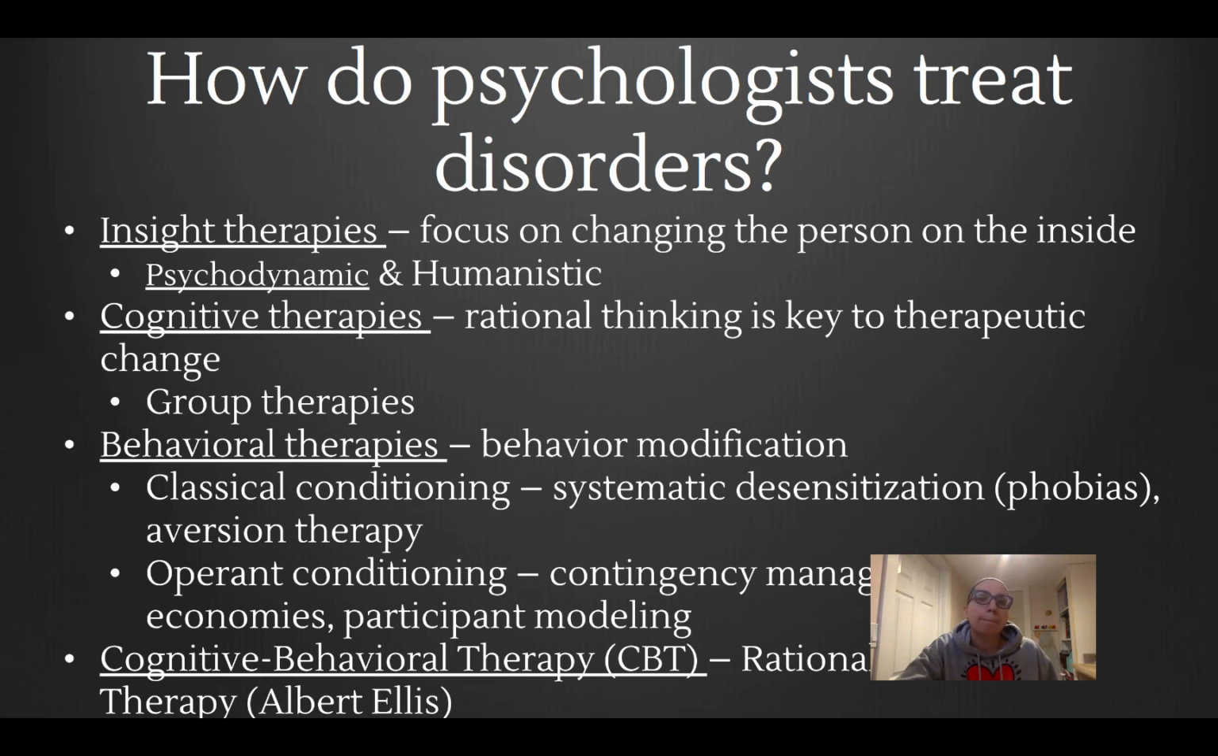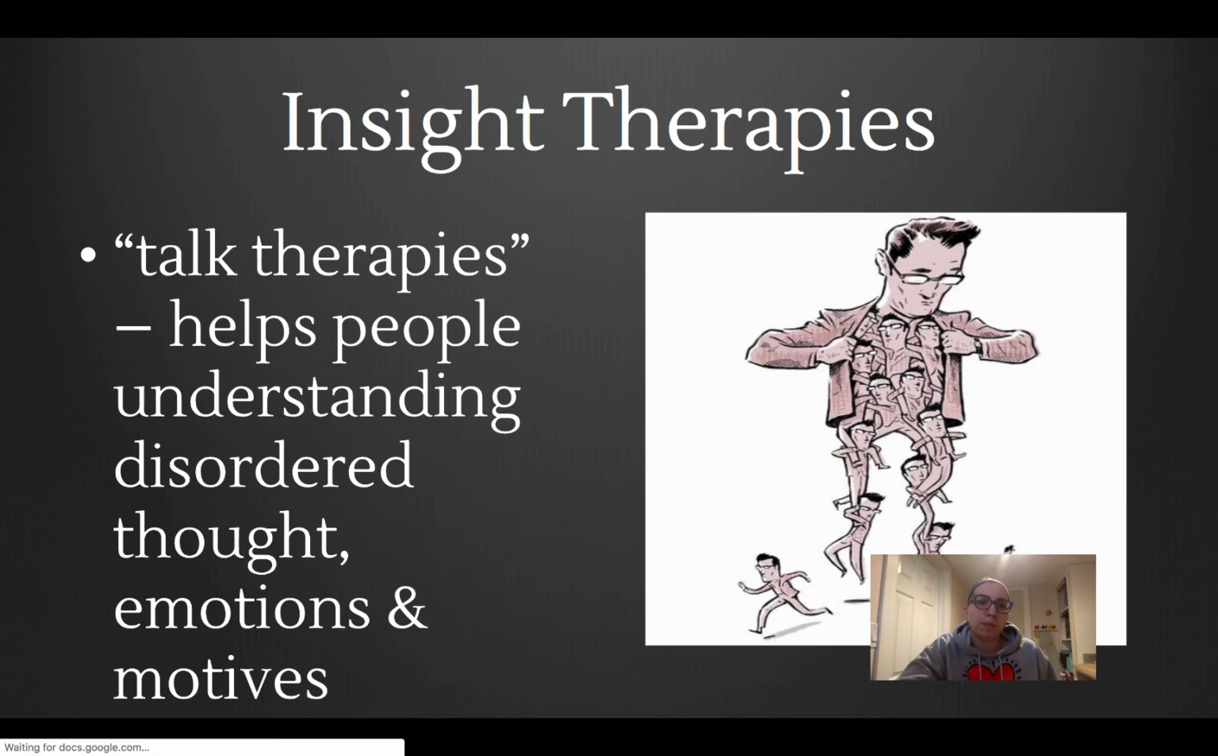Alrighty. So, how do psychologists treat disorders? We're going to look first at the insight therapies. These therapies are focused on changing the person from the inside. So these are more like the talk therapies that you're probably familiar with, as well as cognitive therapies and behavioral therapies. These are operant and classical conditioning therapies that we will get into a little bit more as we talk about, for example, the treatment of phobias, and exposure therapy that's used sometimes in order to treat obsessive compulsive disorder. And then finally, when we talk about major depressive disorder, we'll talk more specifically about cognitive behavioral therapy, which is a very commonly used form of psychotherapy.